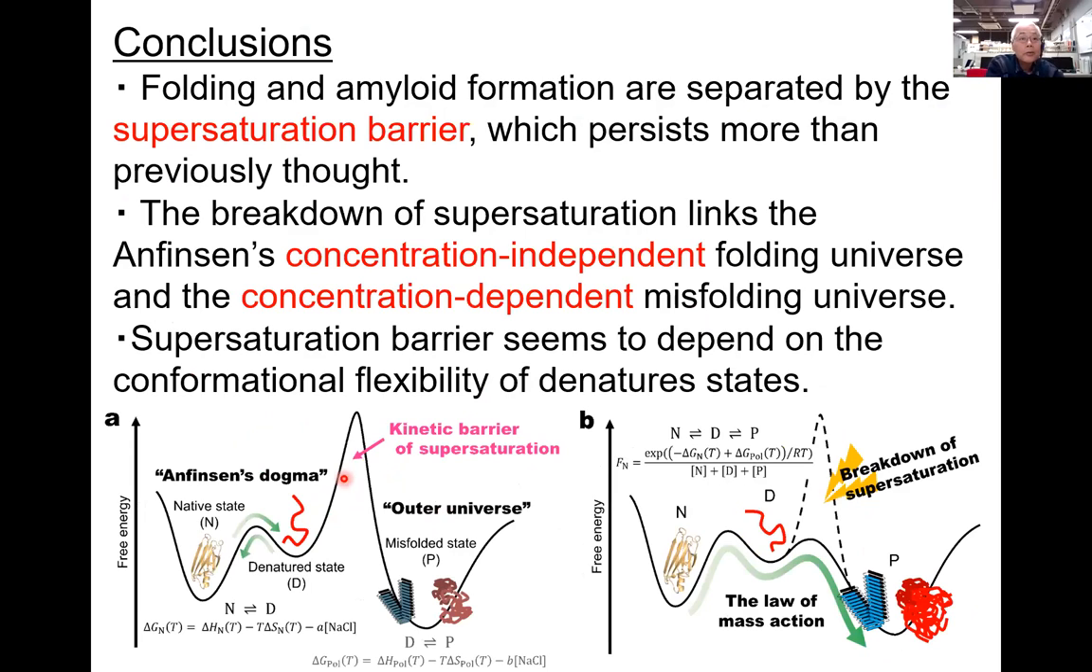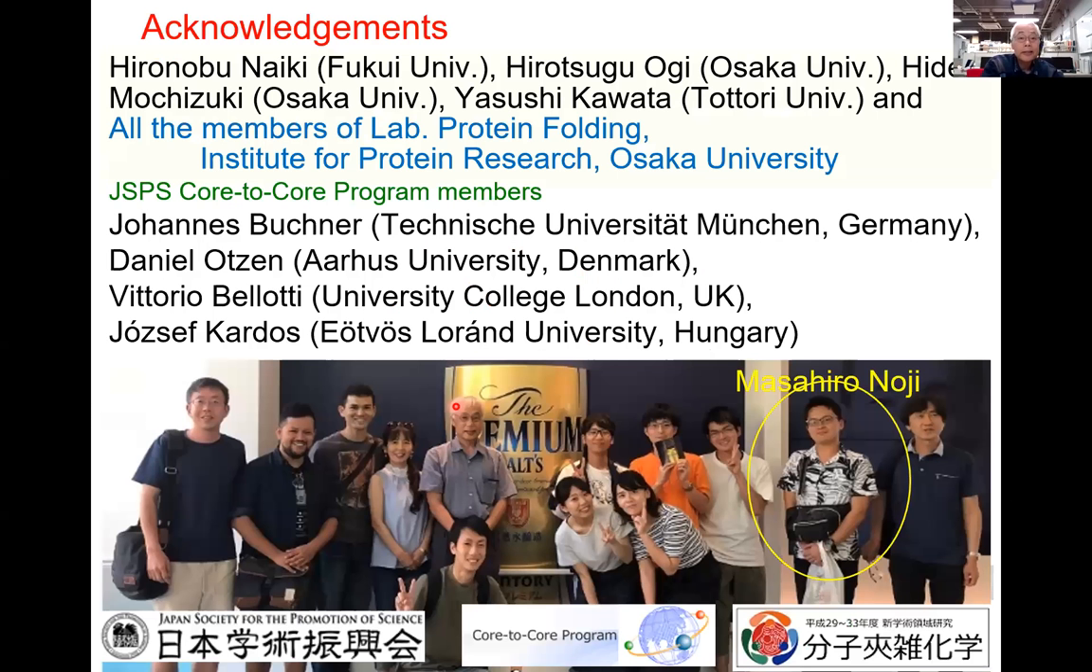So now I conclude: folding and amyloid formation are separated by the supersaturation barrier. And I should say it persists more than previously thought. The barrier is rigid, tight, and the breakdown of supersaturation links the amphisense concentration independent protein folding, something like this. By breaking this barrier, you can just think about this kind of three-state mechanism. That is straightforward, not so difficult. And the supersaturation barrier seems to depend on protein denatured states. What is the important factor? It seems the conformational flexibility of the denatured state may be important.